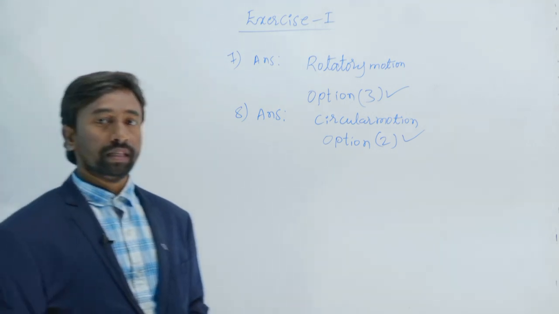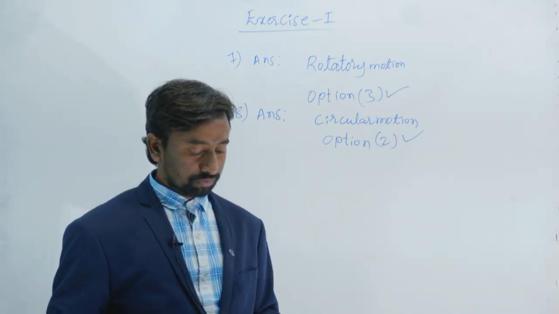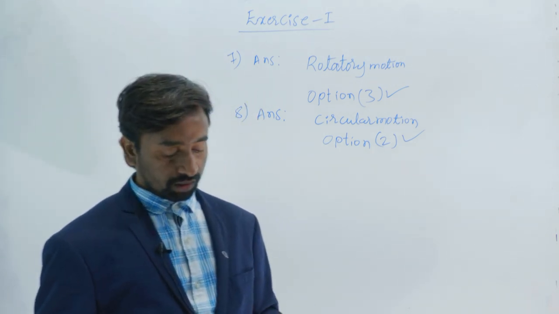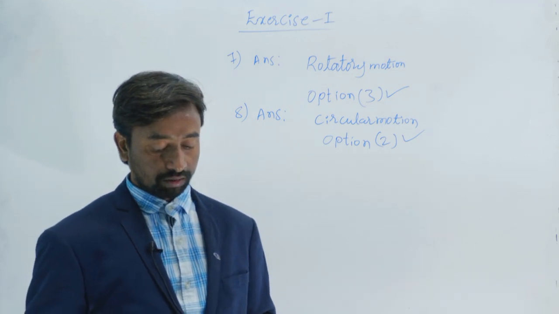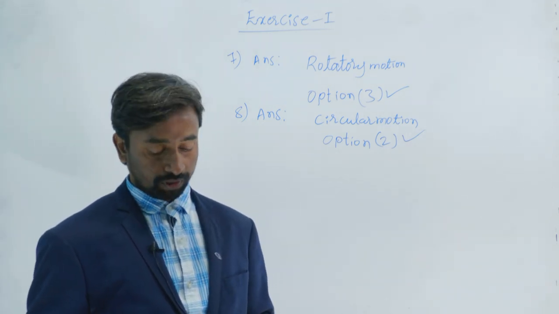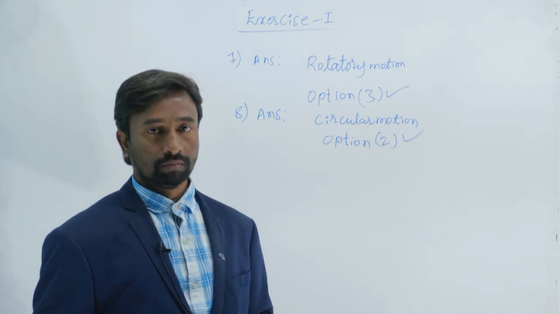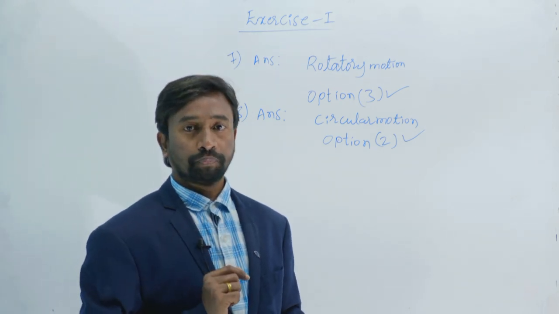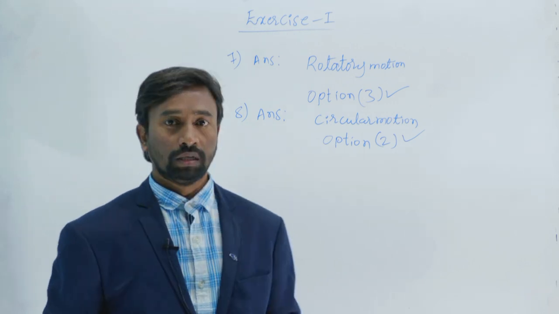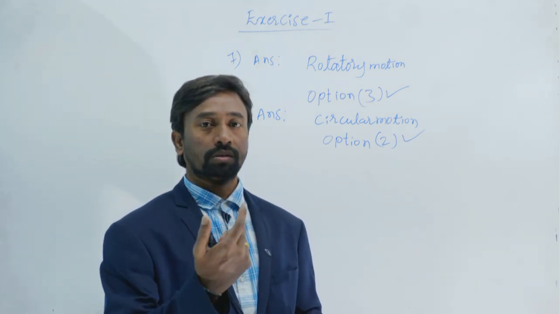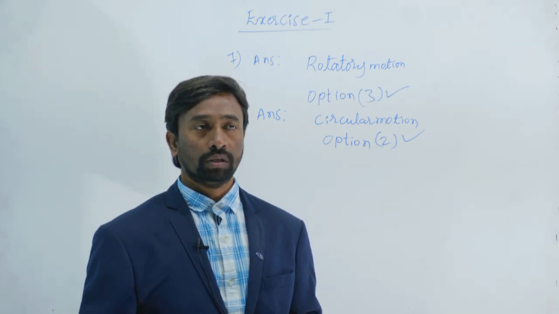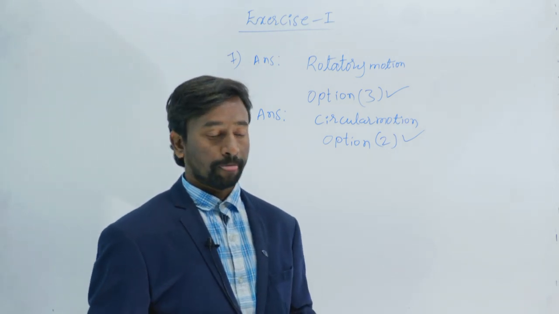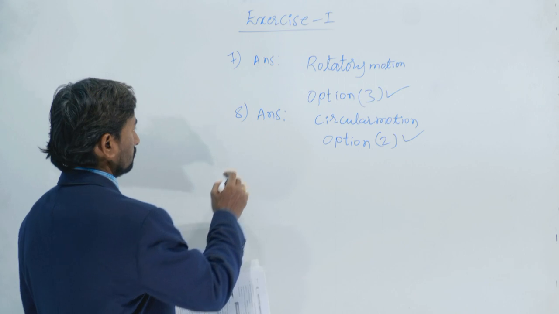It's clear, no? Next, ninth question: the motion of the earth around the sun is dash, as the earth takes 365 and 1 by 4th days to complete one revolution. They are asking about the motion of the earth rotating around the sun. Not only the earth, but all the planets in the solar system move around the sun periodically, at regular intervals of time. So we can write the ninth answer: periodic motion.